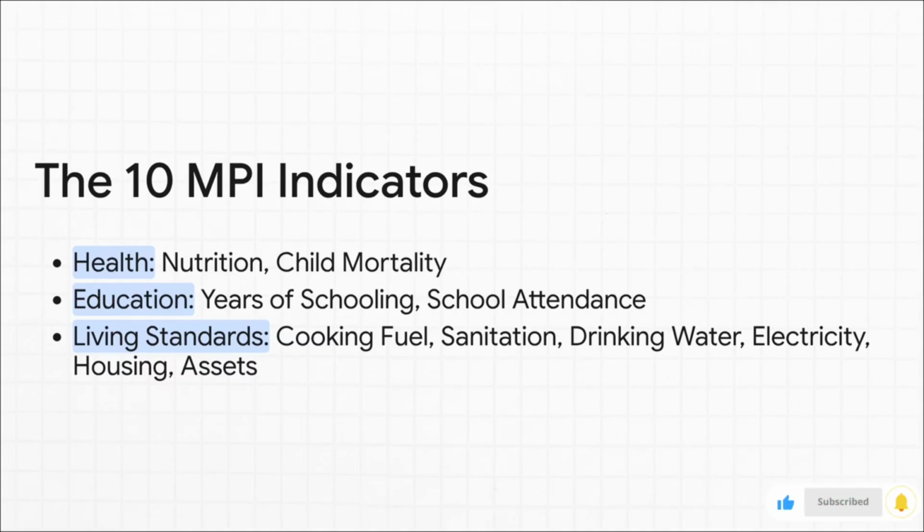Whether a family is considered poor or not depends on how many of these specific deprivations they're facing. And notice how real-world these are. We're not talking about abstract economic theories. We're talking about tangible stuff like, do you have a clean toilet? Do you have safe drinking water? Has a child in the family tragically died? This is the reality the MPI captures.